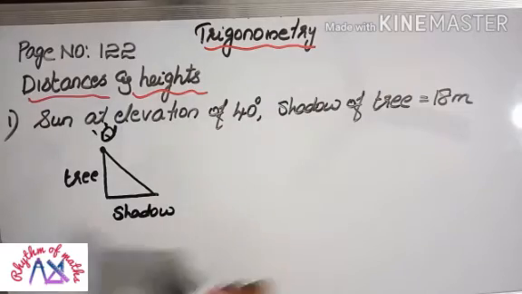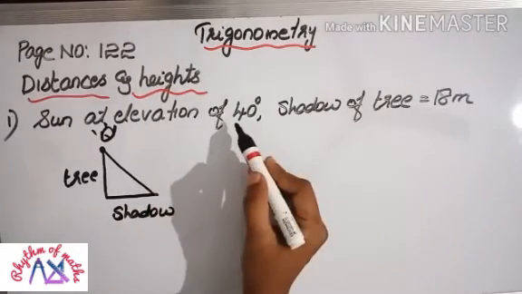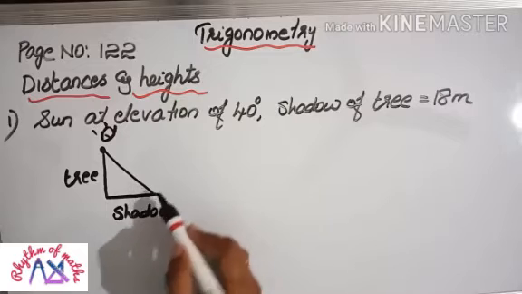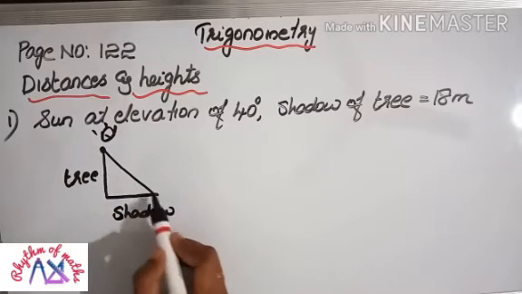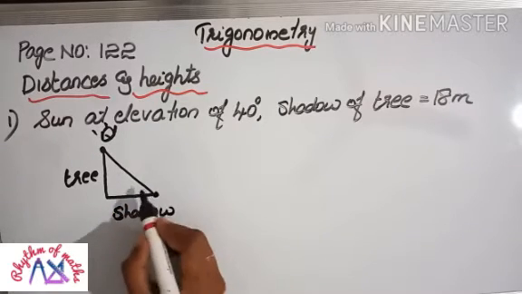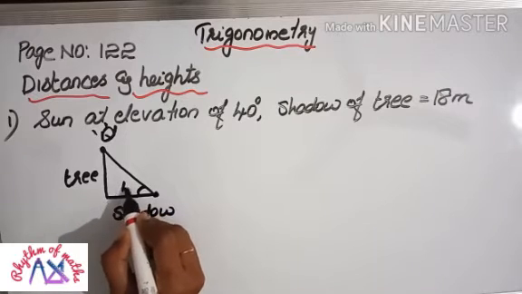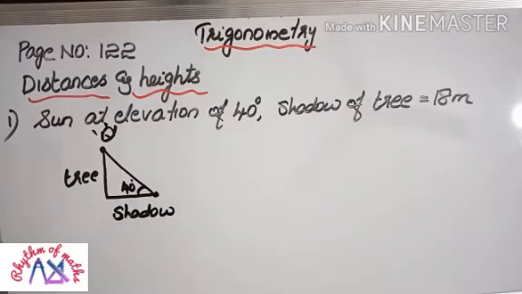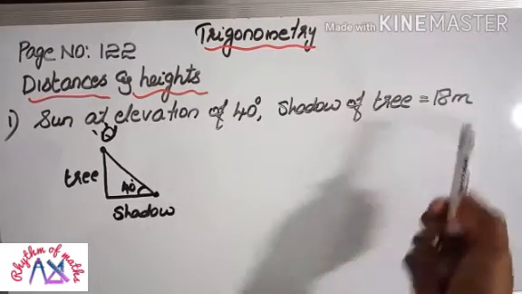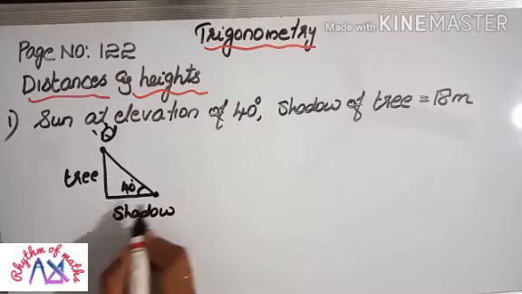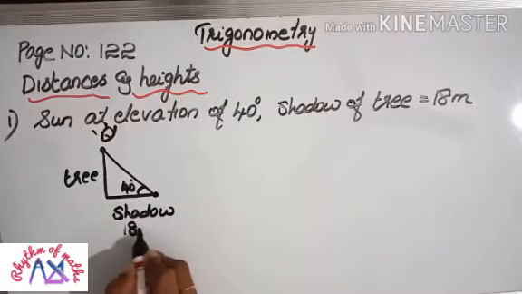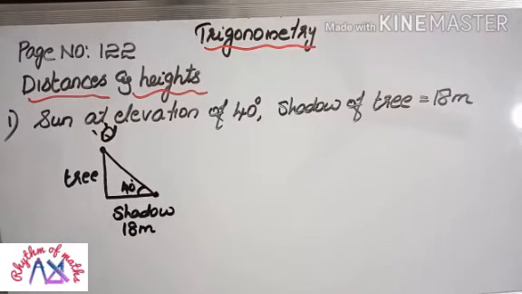Now angle of elevation. Elevation means the angle between the straight line and the raised line. That means we are standing here, so the 40 degree angle is here. So this is a rough figure, and it is given the shadow of the tree is 18 meter. That means this portion is 18 meter. We have to find the height of what? Tree. That means this measurement we have to find.